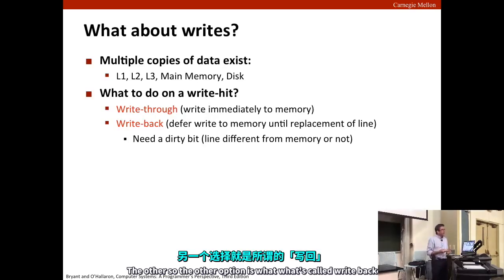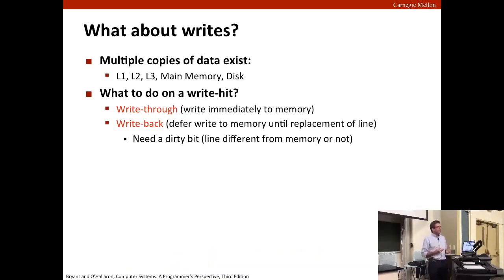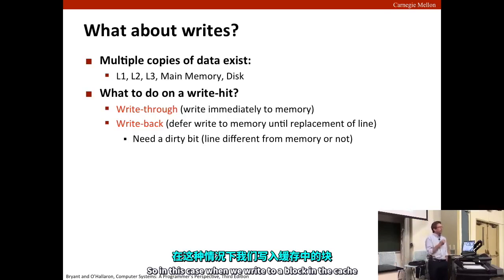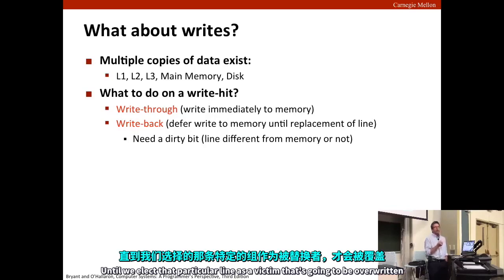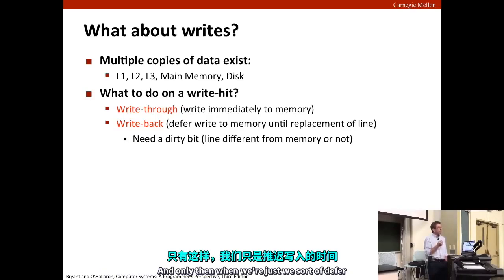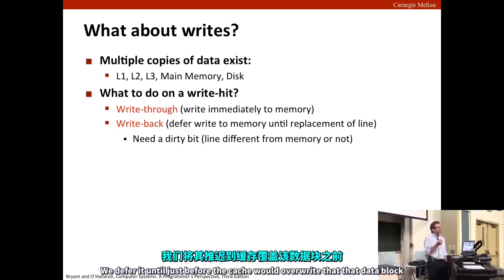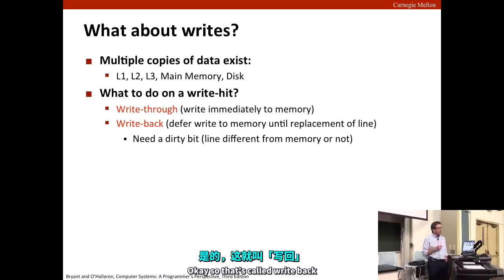So the other option is what's called write back. In this case, when we write to a block in the cache, we don't flush it to memory until we elect that particular line as a victim that's going to be overwritten. We defer the writing to memory until the last possible minute, just before the cache would overwrite that data block. So that's called write back.